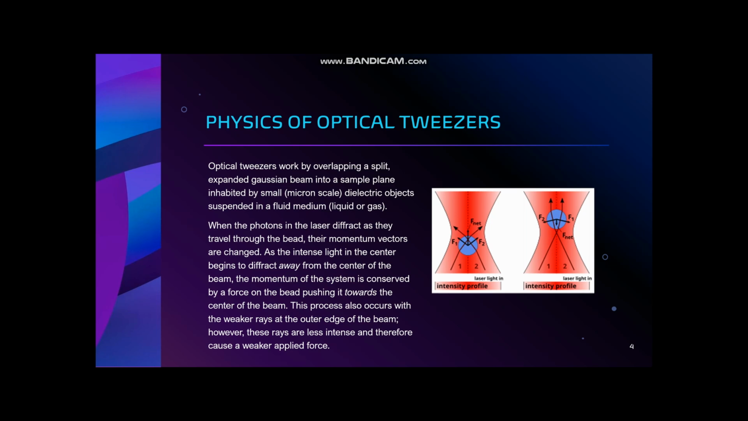As the intense light in the center begins to diffract away from the center of the bead, the momentum of the system is conserved by a restoring force on the bead which pushes it towards the center of the beam. This process also occurs with the weaker rays at the outer edge of the beam. However, they are less intense and therefore cause a weaker restoring force.